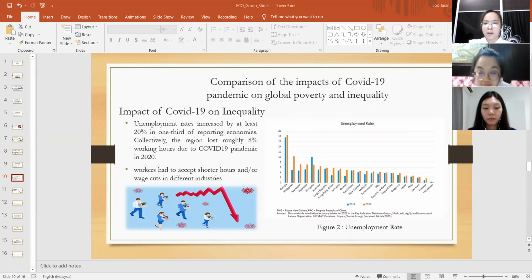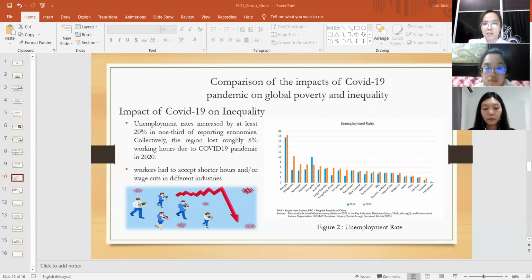Next is the impact of COVID-19 on inequality. The impact on inequality included employment issues globally. Unemployment rate increased by at least 20% in one third of reporting economies. Collectively, the regions lost roughly 8% of working hours due to the COVID-19 pandemic in 2020.